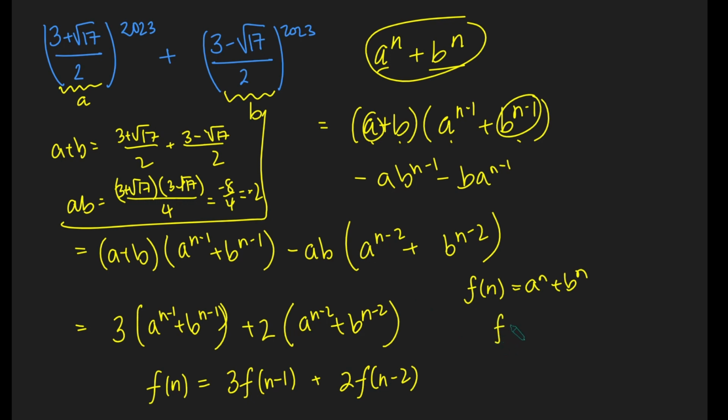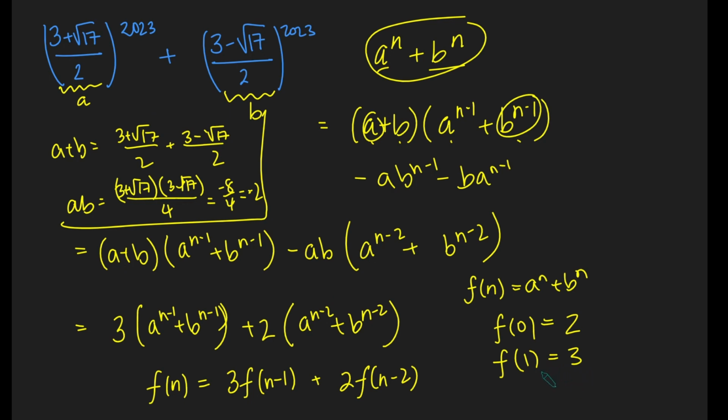Let's work out what f of 0 is. Well, that's just going to be a to the 0 plus b to the 0, which is 2. That's nice and straightforward because any number to the power of 0 is 1. Okay, what about f of 1? Well, that's a plus b, and we already worked that out over here. That's 6 over 2, which is 3.